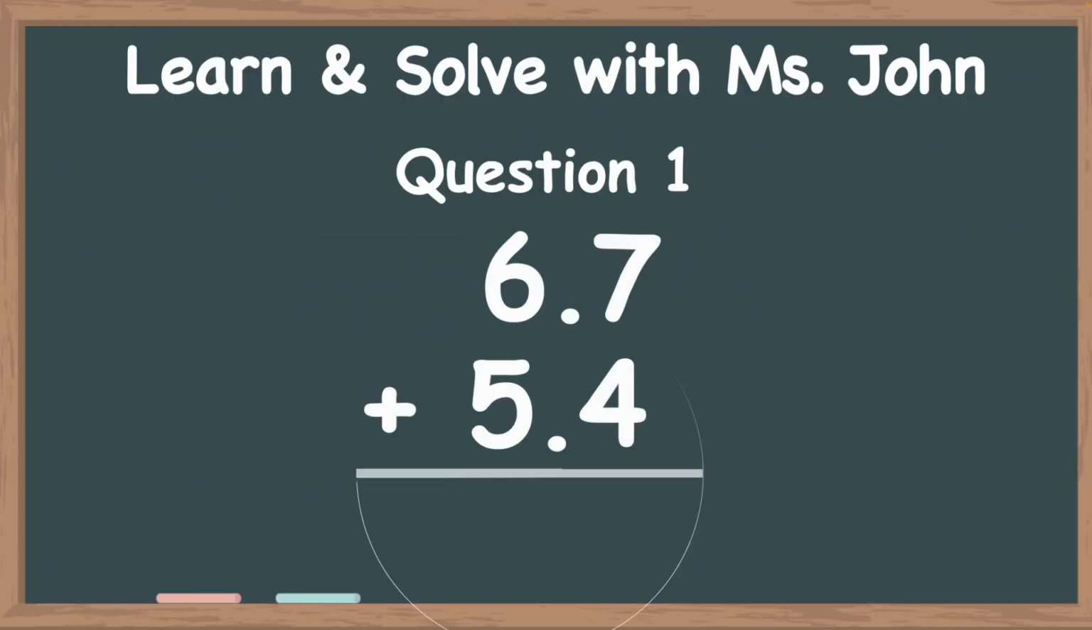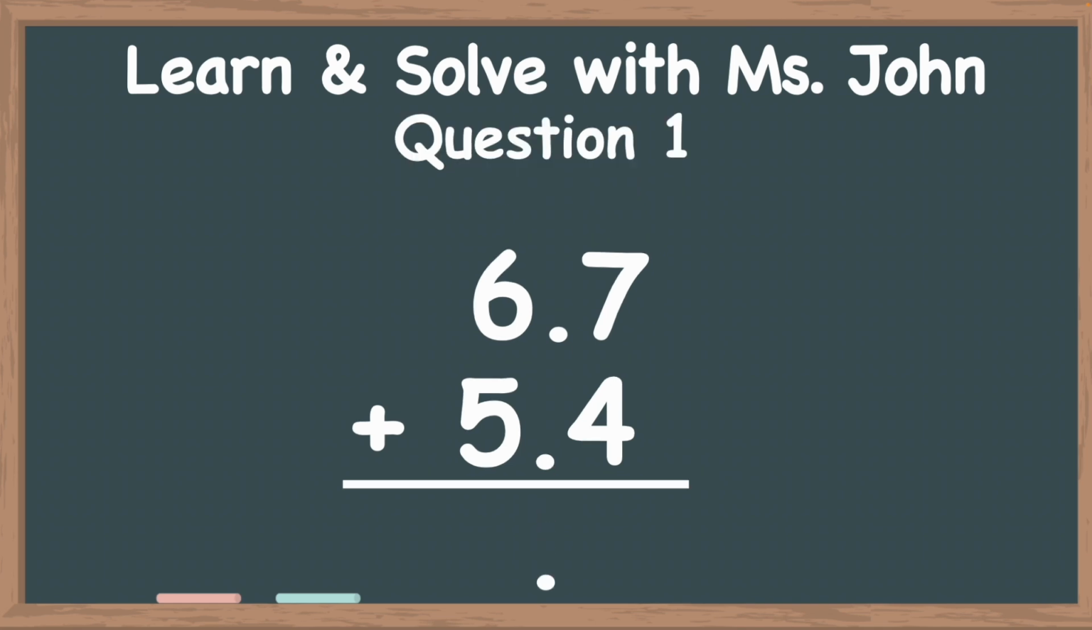Question number 1, 6.7 plus 5.4. The first thing we're going to do when we're adding numbers with decimals is place a decimal in the answer section right beneath the other decimals. We'll complete this question by first adding the numbers in the far right column. In this case, it's known as the tenths column, as the far right column occurs after the decimal.